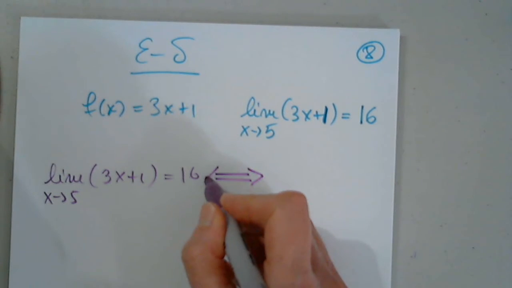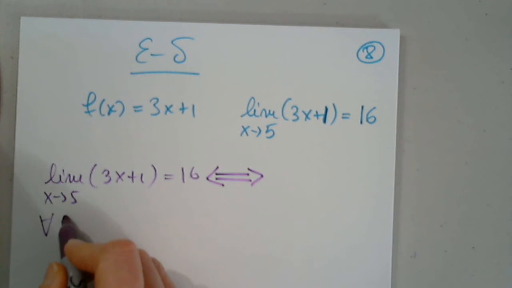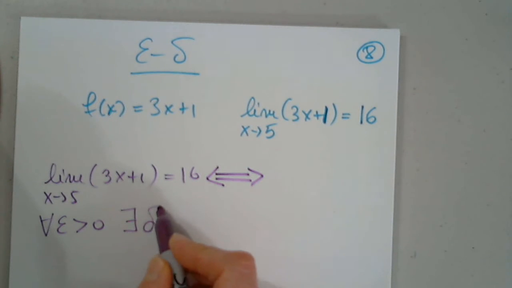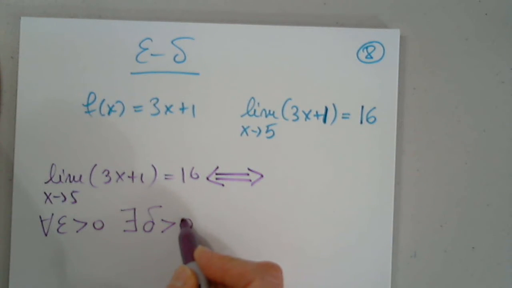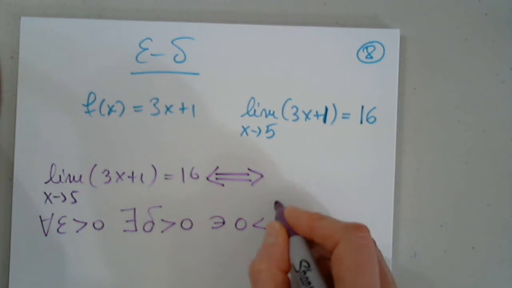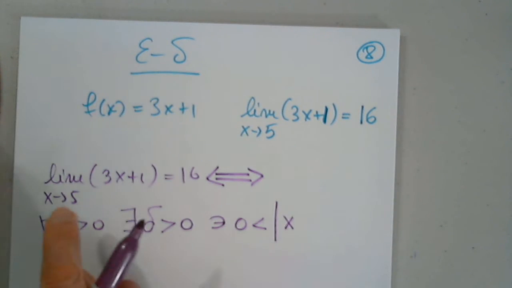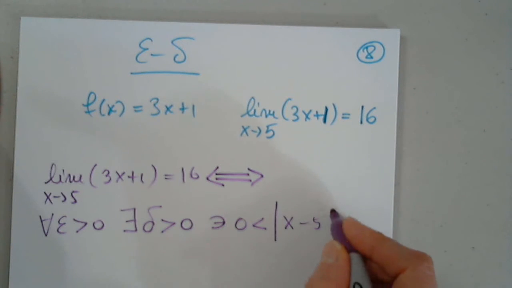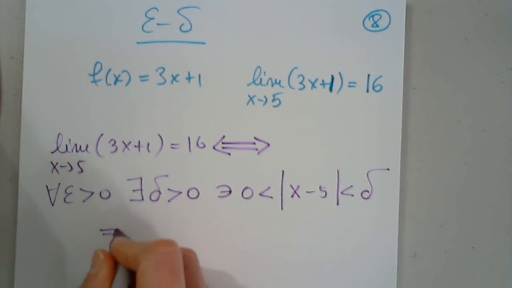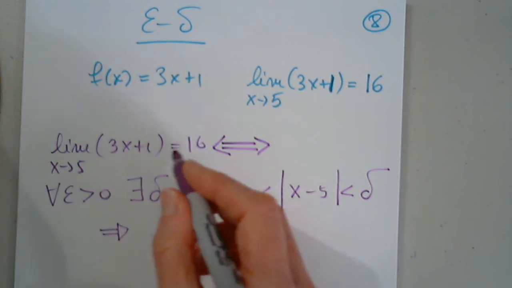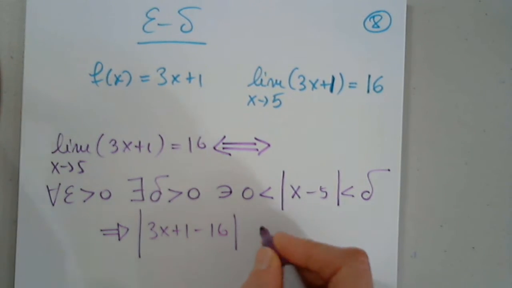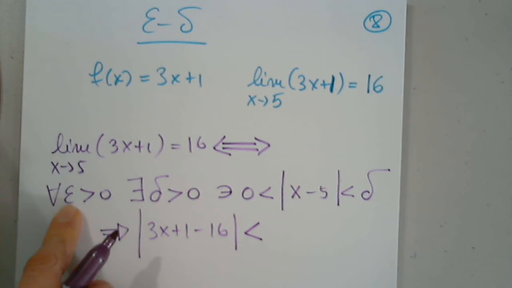Equivalent to saying for every epsilon positive, there exists a delta positive such that every time we pick x close to 5, with absolute value of x minus 5 less than delta, it will always imply that the function minus the limit will be less than epsilon.